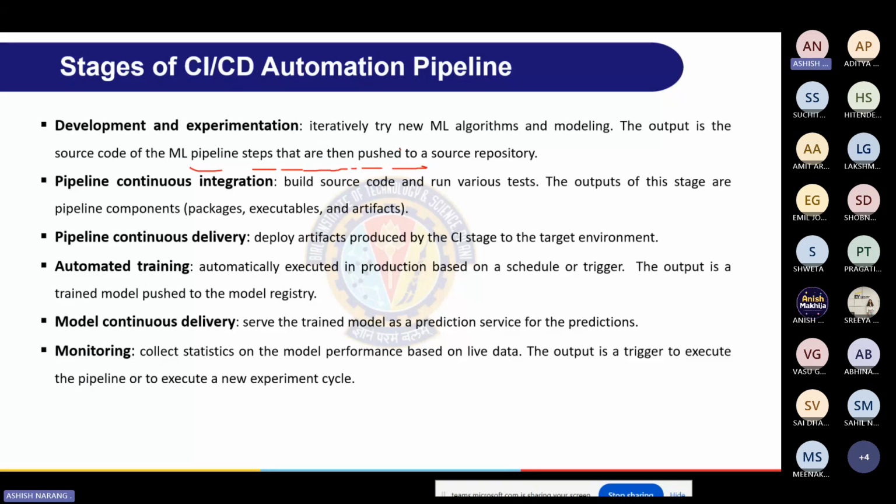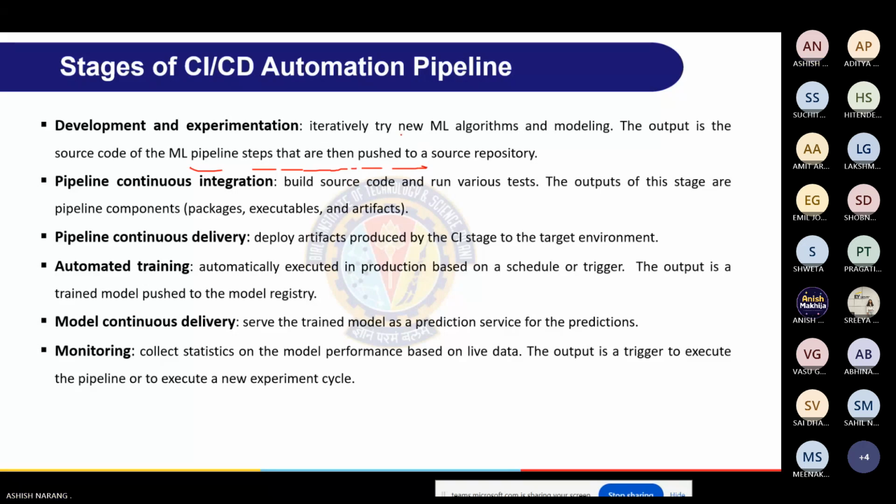Then continuous integration, right? Pipeline continuous integration. What it typically does is that the new code is automatically built and tested in this continuous integration. So this will include running various tests and checking the components. So it will give you certain packages, executables and artifacts, ready-to-use ML packages, for continuous integration.